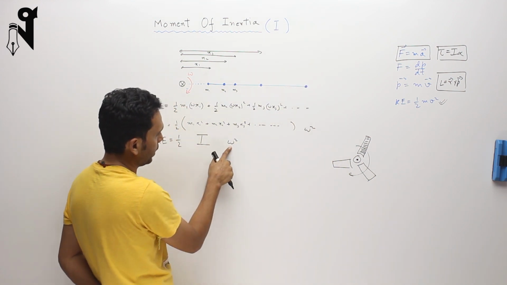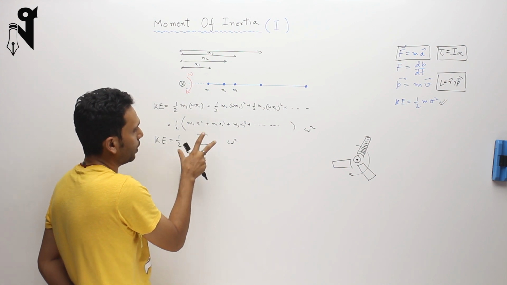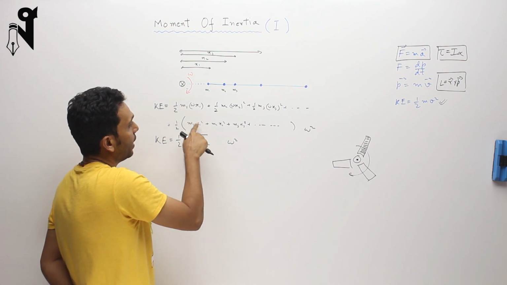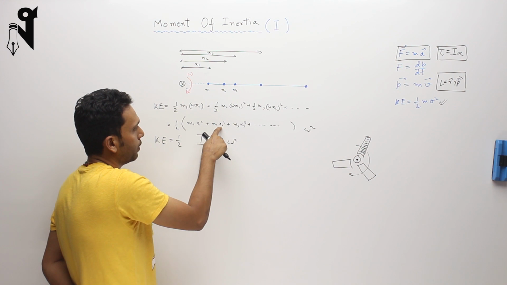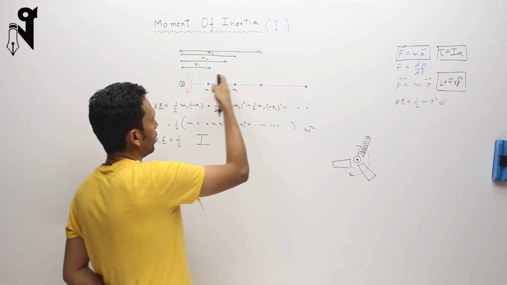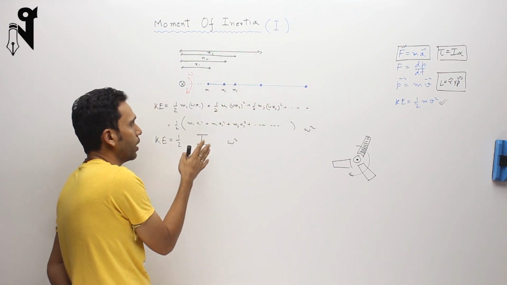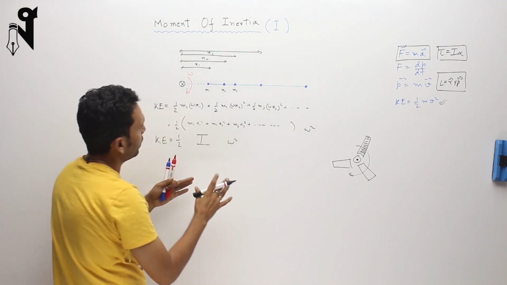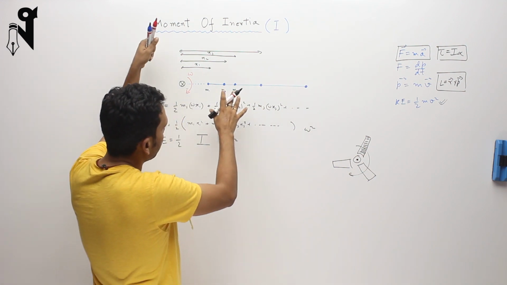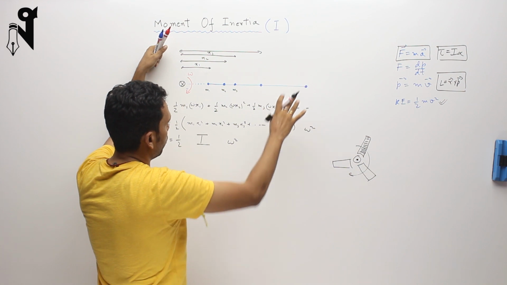This omega would have been same, but this term, moment of inertia, would have been a large term, because m1 x1 would have been a big value, x2 would have been a big value. Similarly, if the things were nearer to the axis, the moment of inertia would have been less. So moment of inertia depends not only on the mass but also the distribution of the mass.